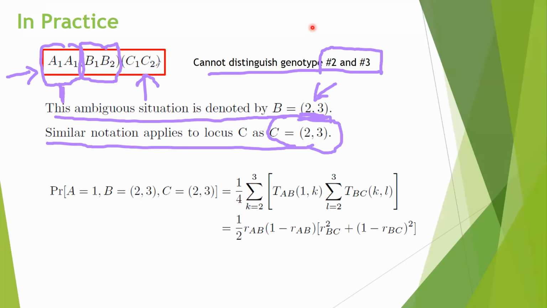Since this genotype could take two possible states, we have to add these two probabilities together. That's why in this formula, you're going to see we add 2 and 3 together to calculate the sum of the probability of seeing this genotype. Does that make sense?